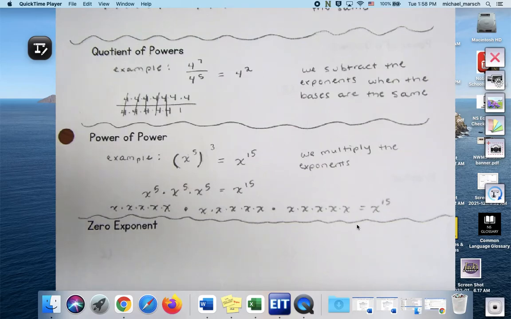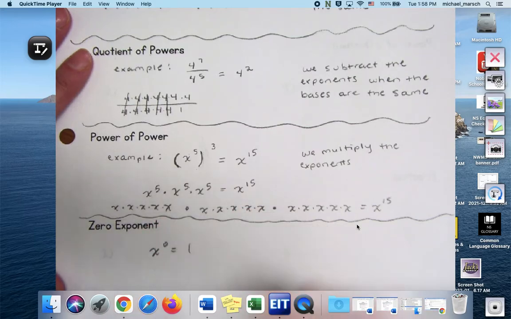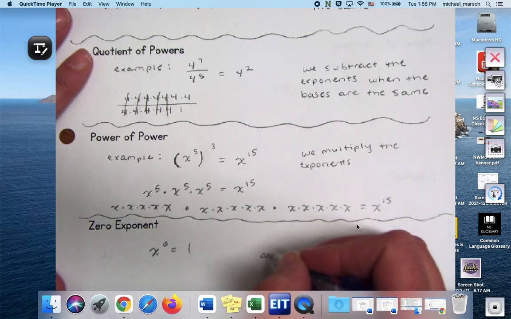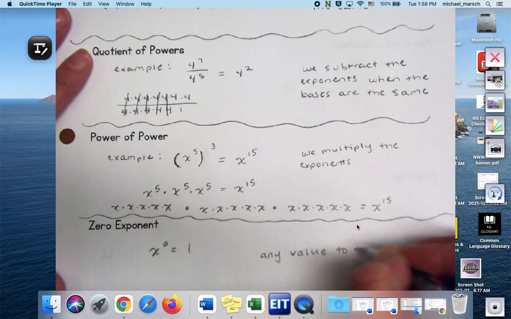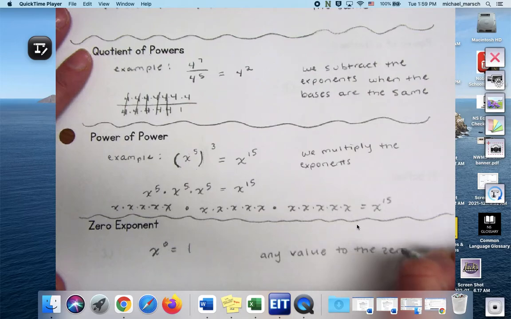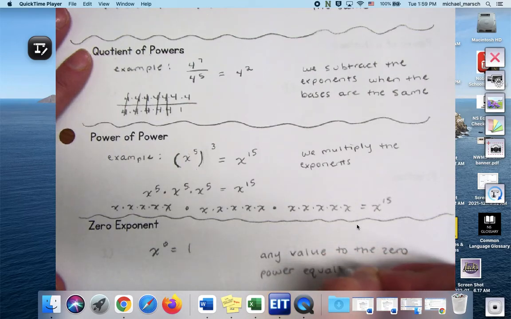All right, the zero exponent is the easiest one. Who remembers what anything to the 0 exponent is? Zero. No, it's the number. Uno. It's uno. Even if it's a variable. Any value to the 0 power equals 1.